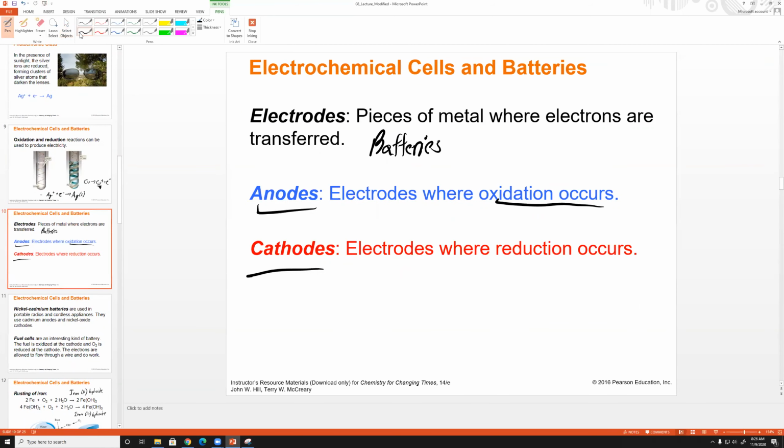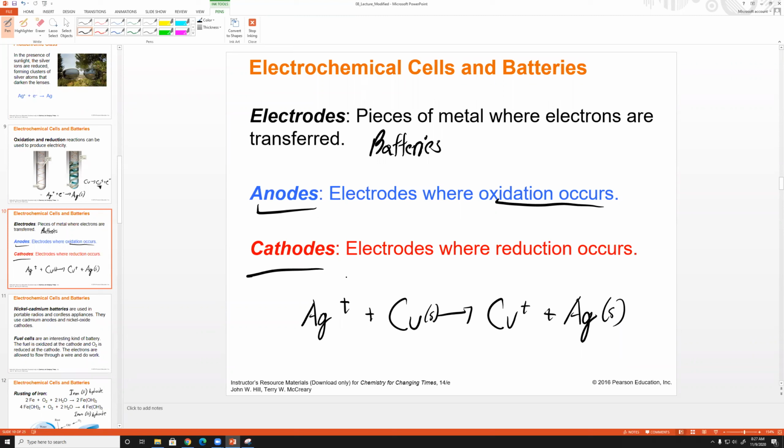So here's what I'll do. I'll write the equation for the silver and copper. So you have silver that's in the solution plus copper that's not in the solution yields copper plus silver that's solid. I'll put solid here and solid here. Okay, so let's first characterize what's being oxidized and what's being reduced. Now, there's no oxygen and there's no hydrogen.